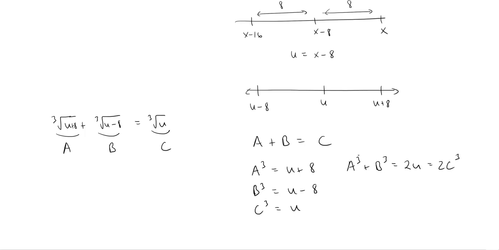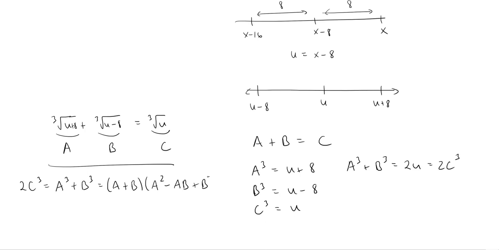Okay, but A cubed plus B cubed, that's a standard setup, right? In algebra, I can factor this. Okay, so let's do that over here. So I know that 2C cubed is A cubed plus B cubed, but that's the same thing as A plus B times A squared minus AB plus B squared.